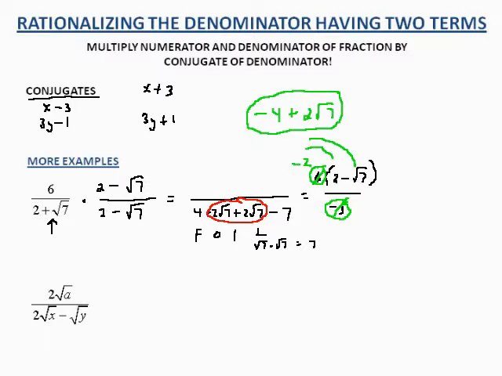So notice we got the radicals out of the denominator. All right, next example here. We're going to multiply both top and bottom by the conjugate of 2 times the square root of x minus the square root of y. That would be 2 times the square root of x plus the square root of y. And again, whatever you do to the bottom, you must do to the top.